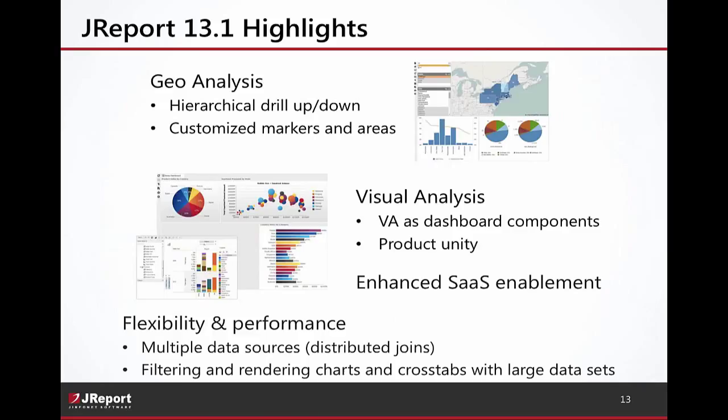We also provide enhanced SaaS enablement. So with 13.1, we provide full multi-tenancy support, where each tenant administrator has full control over their own tenant resources, user management, and data, so that each tenant is siloed, protected from one another. So this is really great in being able to embed JReport into lots of different types of multi-tenant SaaS environments. We also have the ability, as I mentioned before, to do distributed joins now. We can take data from different data sources and join data from one table with another table and another data source into the same chart, crosstab, or even table. And now we're able to better support larger data sets when we filter and render them in charts and crosstabs.